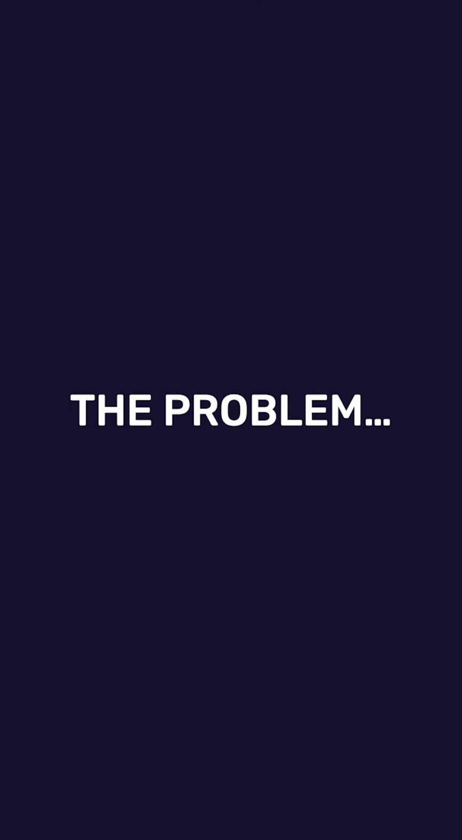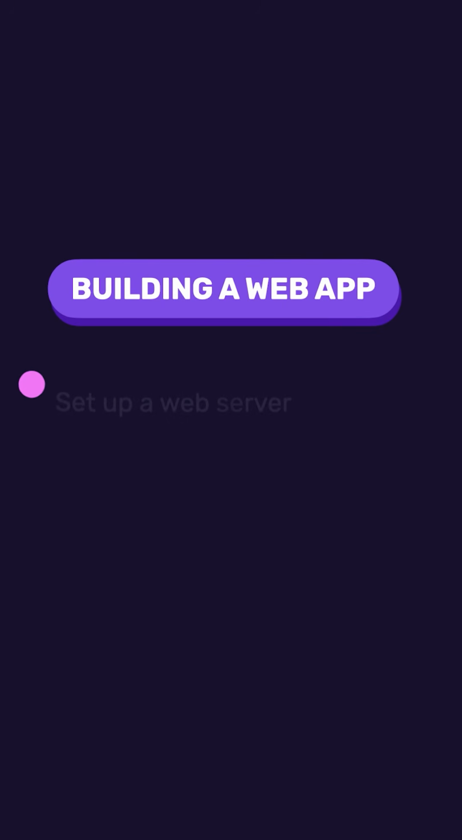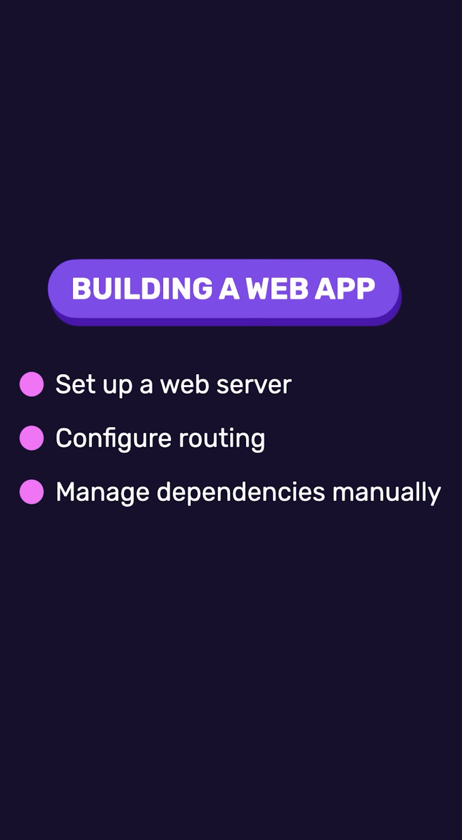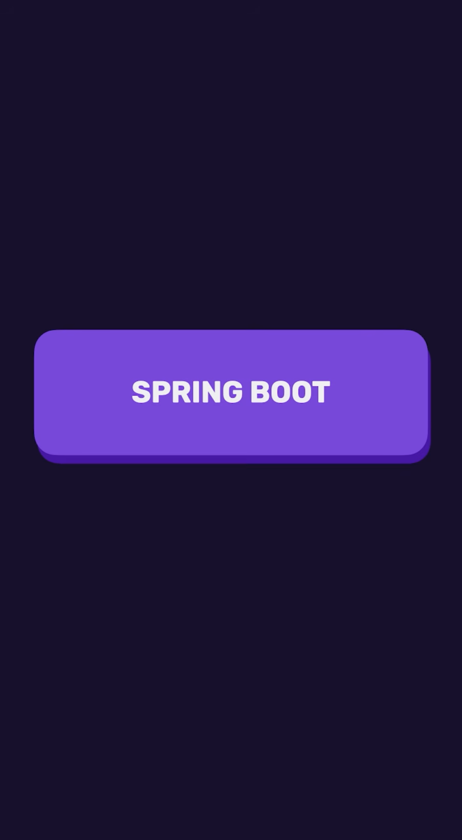So Spring is amazing, but it comes with a catch. It requires a lot of setup. For example, if you want to build a web application, you might need to set up a web server, configure routing, and manage dependencies manually. This can make development slower and more complex. And that's exactly why Spring Boot was created.